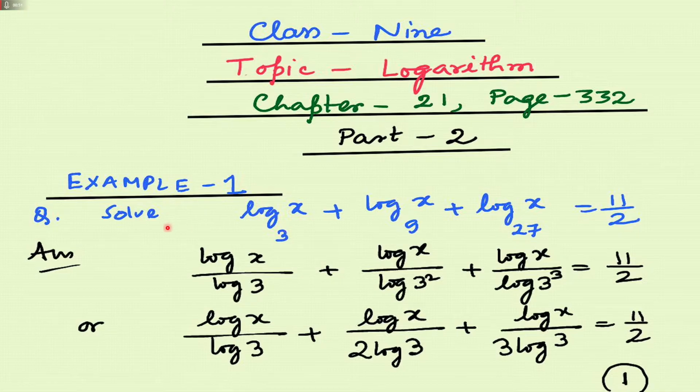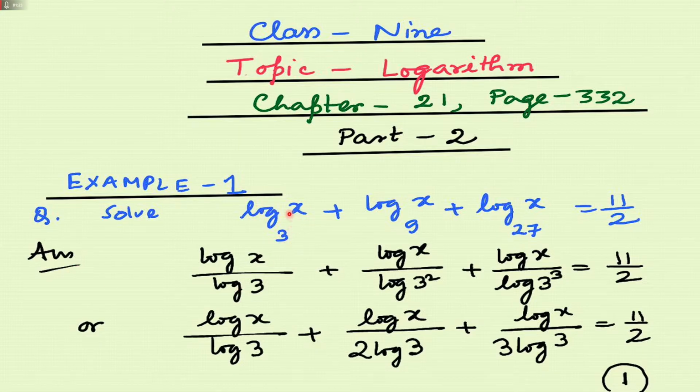So in the starting of this video I am trying to give you some solutions of the problems of my previous videos. Like this problem I have given there. The problem was log x base 3 plus log x base 9 plus log x to the base 27 is equal to 11 by 2. It is given and you have to find the value of x.